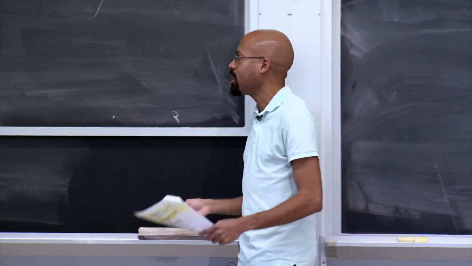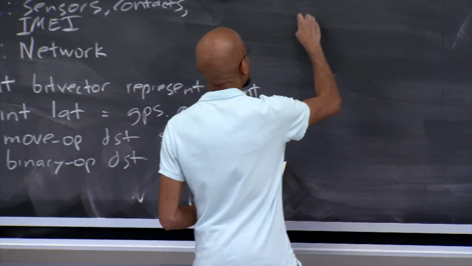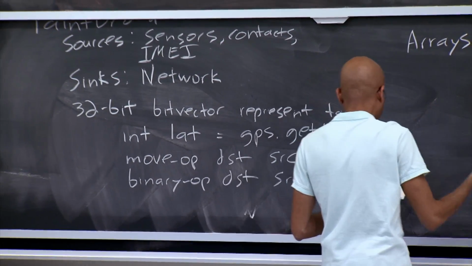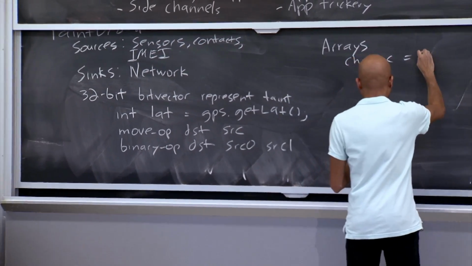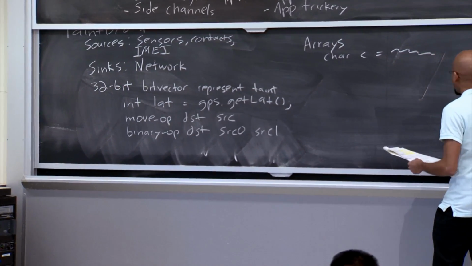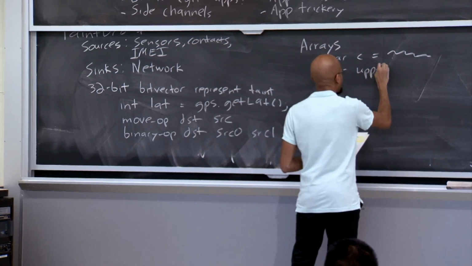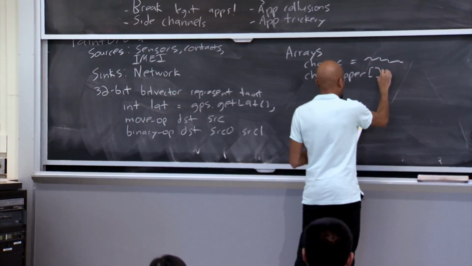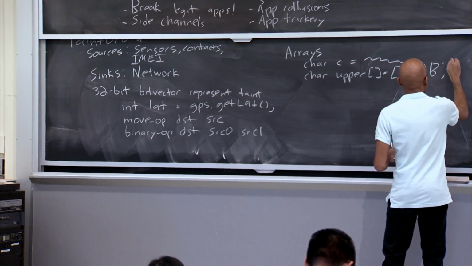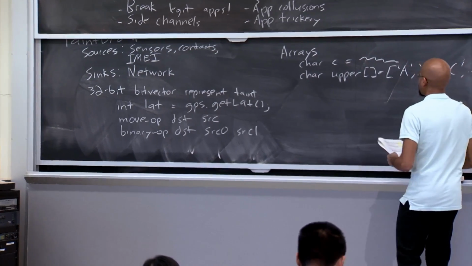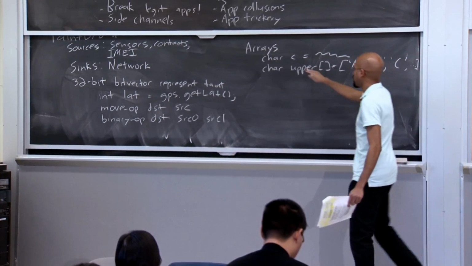Now, there are some interesting special cases that they mention in the paper. One of those special cases involves arrays. Let's say you have some code that declares a character, and you get the value for the character somehow. It doesn't really matter. Then let's say the program declares an array, which we'll call upper, and it has uppercase versions of letters. A very common thing to do in code is to index into an array like this using, for example, just c directly.